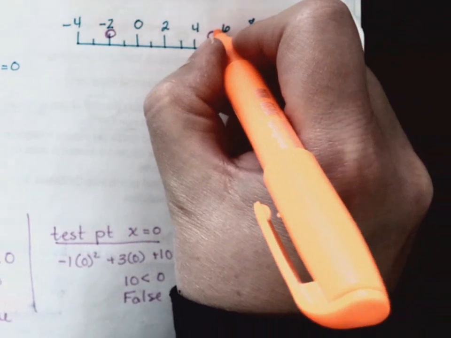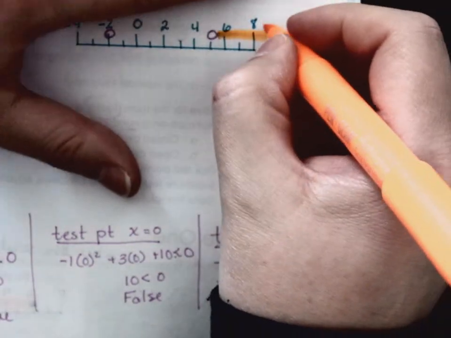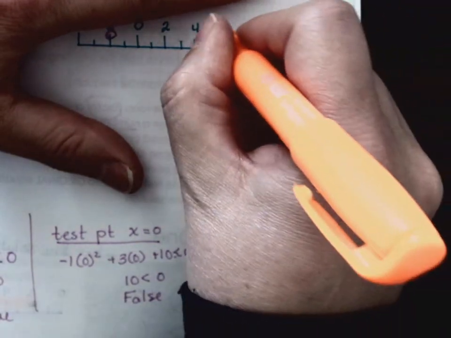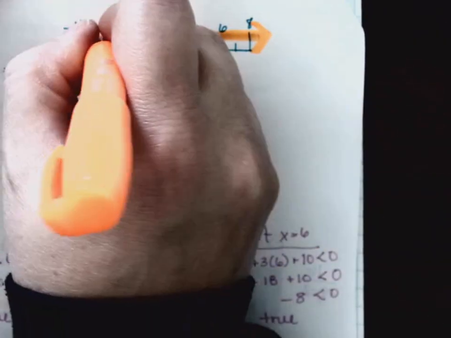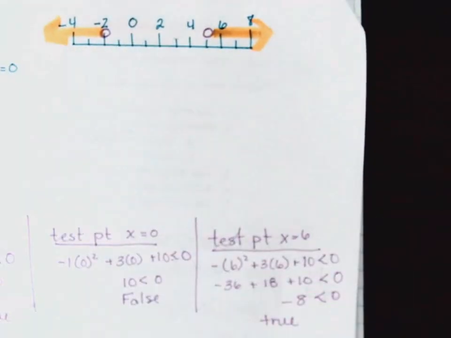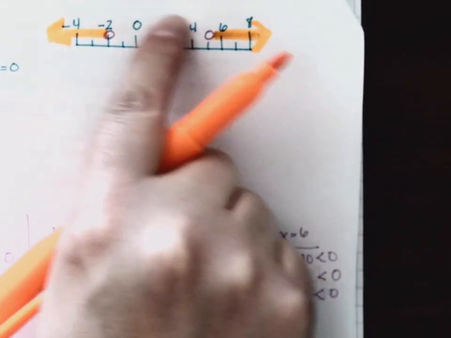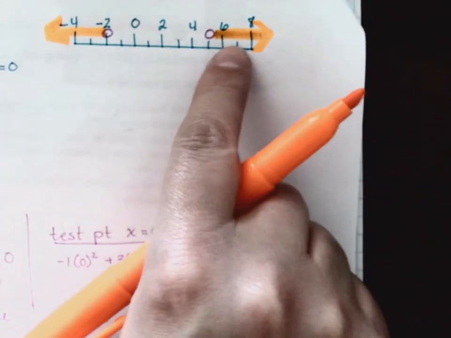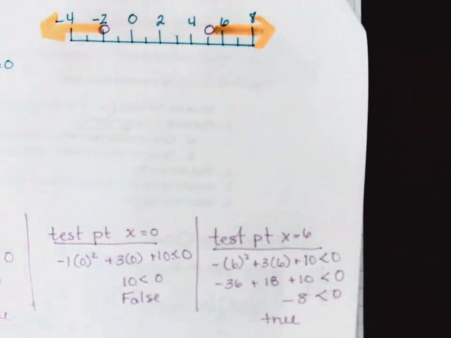So we know, and I'm going to put an arrow on this, and I'm using a highlighter just so I can significantly see the difference on my number line. So we know that it doesn't occur in here, but it occurs out here and out here. It occurs in 2 places, which is fine.